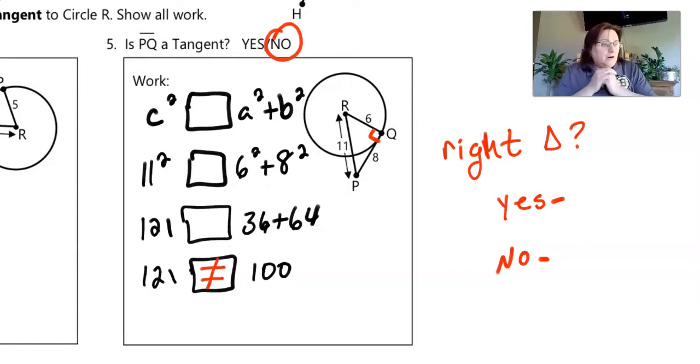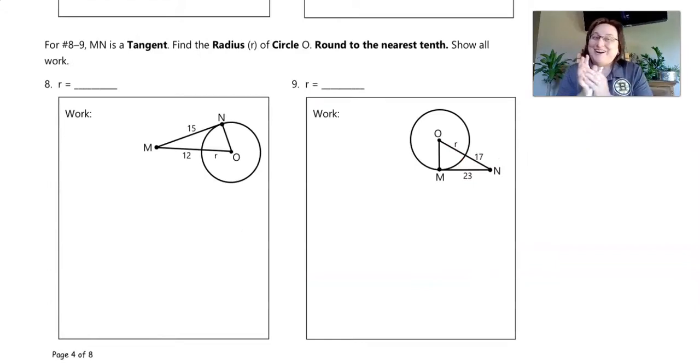All right, let's go down, and hey, y'all, let's go look at number 8. I'll meet you guys down at number 8. Okie dokie. All right, so we're still dealing with tangent lines. It says, line segment MN is a tangent. So we know that it's a tangent line. It says, find the radius of circle O. So that means we want to find the length of the radius. Hey guys, we get to have some fun with our algebra skills on this one.